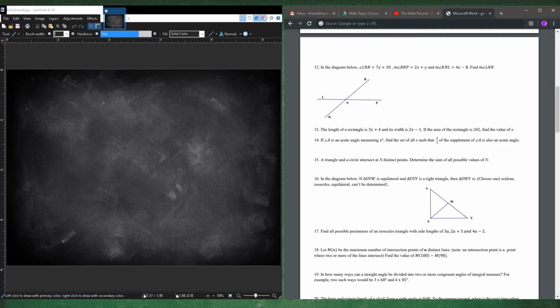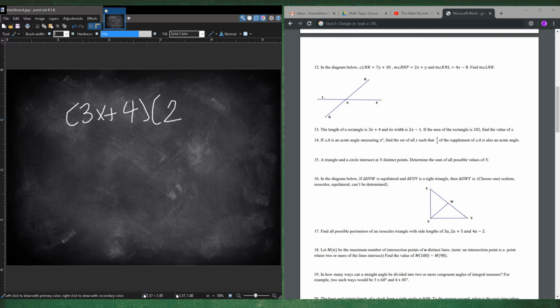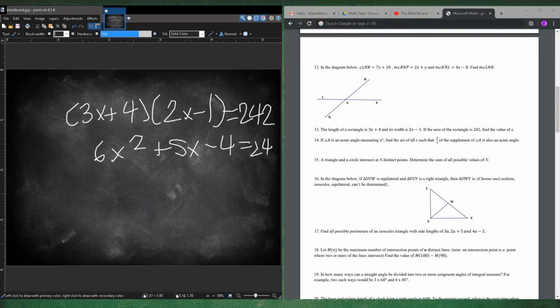The length of a rectangle is 3x plus 4, and its width is 2x minus 1. If the area is 242, find the value of x. The area of a rectangle is just length times width, so it's just 3x plus 4 times 2x minus 1 equals 242. So that would make 6x squared, that's minus 3x, that's plus 8, so that's plus 5x, and that's minus 4 is equal to 242.